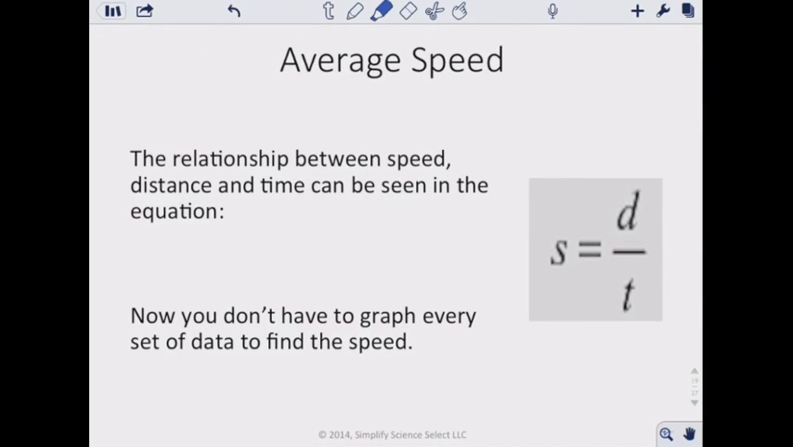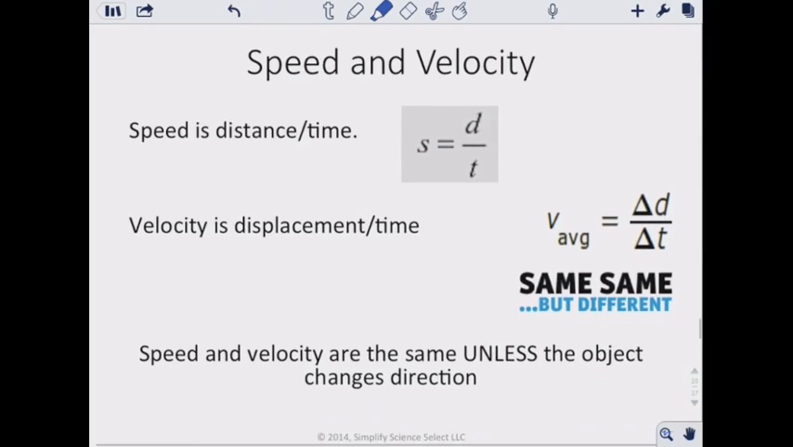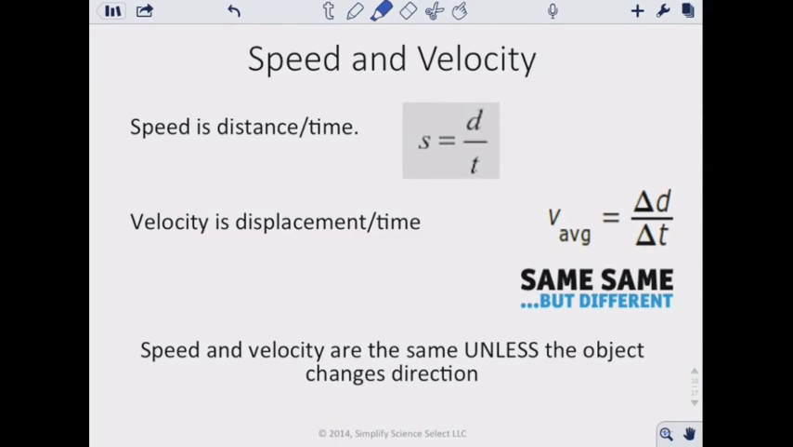Now, average speed, what we've been calculating on that graph, the relationship between speed, distance, and time can be seen in the equation speed equals distance all over time. Now, we don't have to use a graph for every set of data to find the speed. Sometimes we can just calculate it if we have the variables. So speed is the distance over time. Velocity is displacement over time.